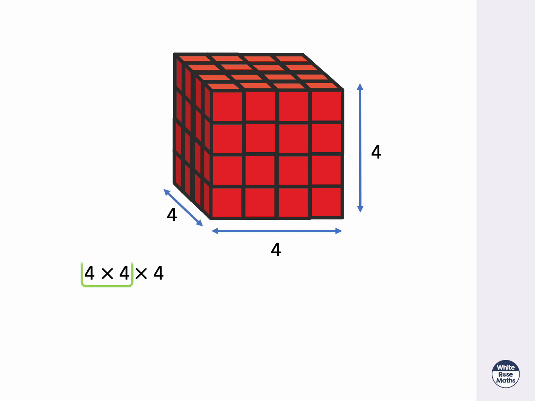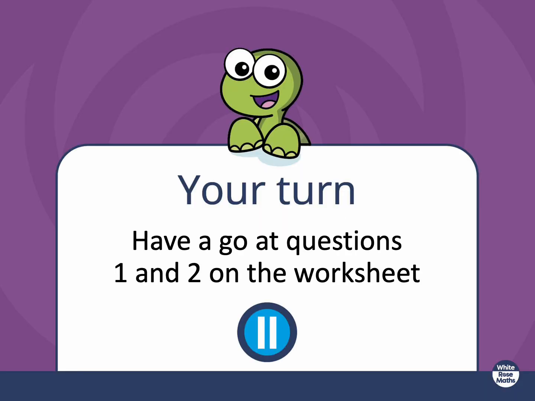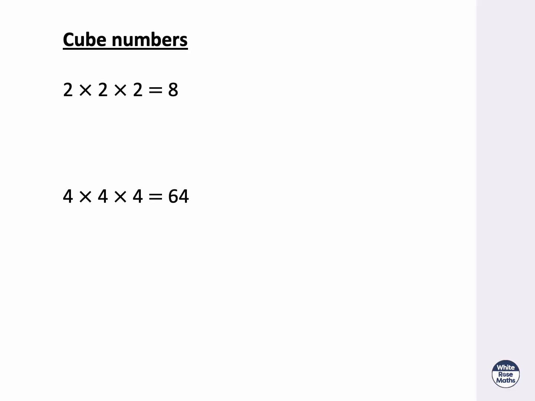So this is 4 times 4 times 4, or 4 cubed, or 4 to the power of 3, and that equals 64, guys. So 64 is a cube number. So your turn to have a go at the questions on the worksheet, questions 1 and 2. The next part, cube numbers. So 2 times 2 times 2 is equal to 8, and 4 times 4 times 4 equals 64.